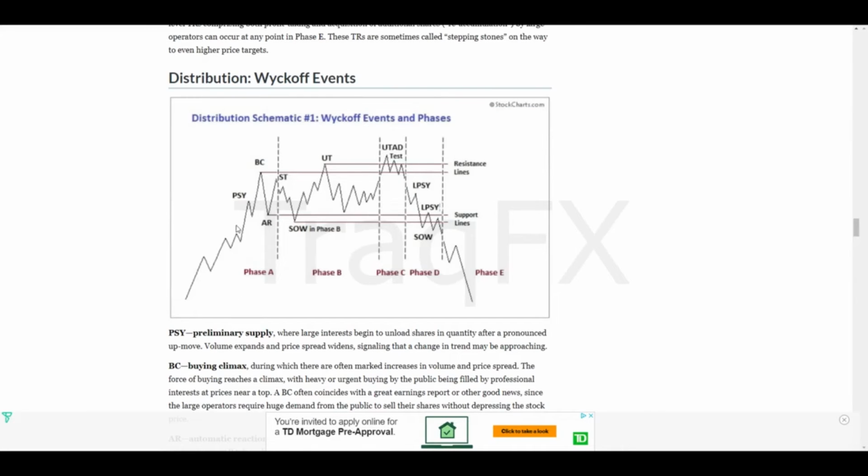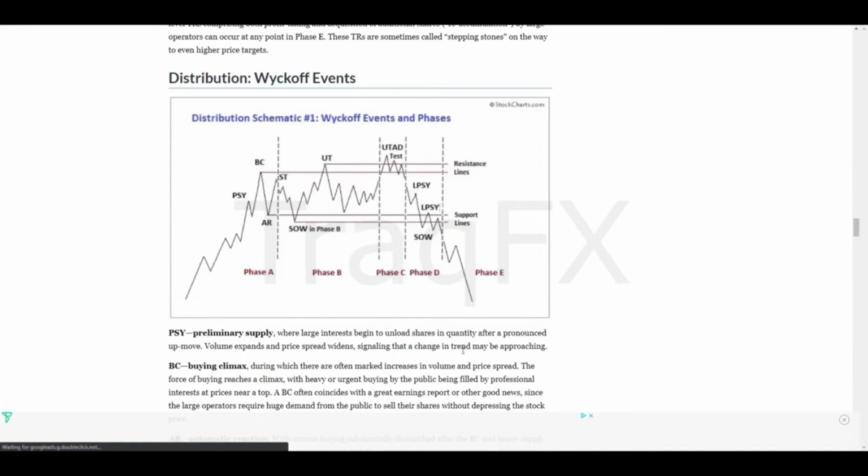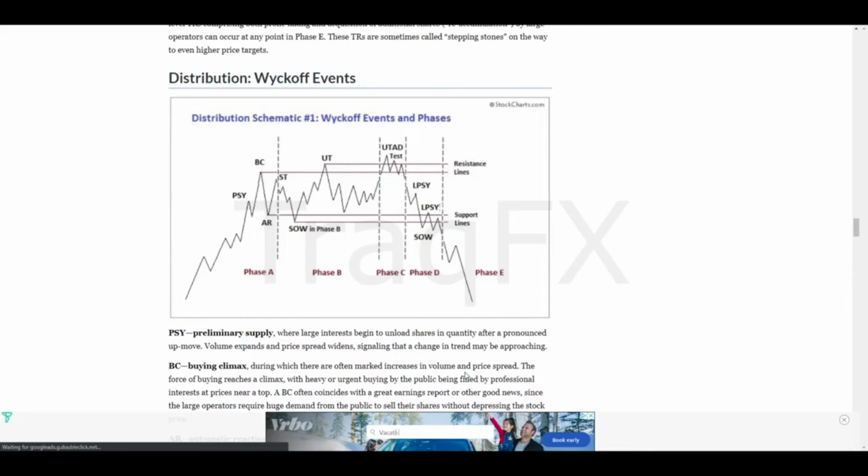Right over here, we can see that we have our PSY, which is the opposite of the preliminary support. It's preliminary supply. This is where large interest begins to unload shares in quantity after a pronounced up move. Volume expands and price spread widens, signaling that a change in trend may be approaching. So basically, the last area where people buy, this is when buying is finishing.